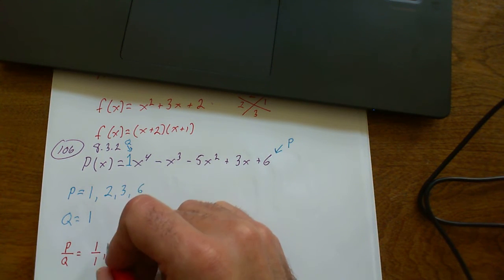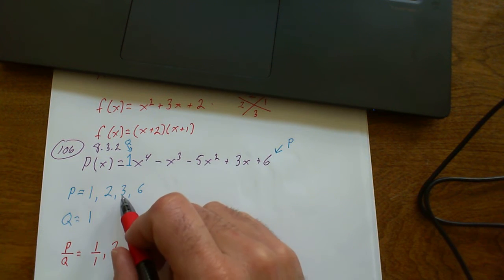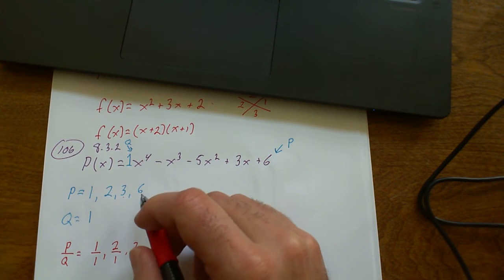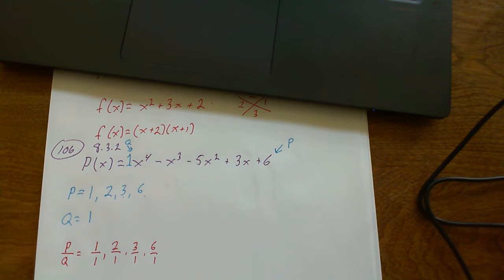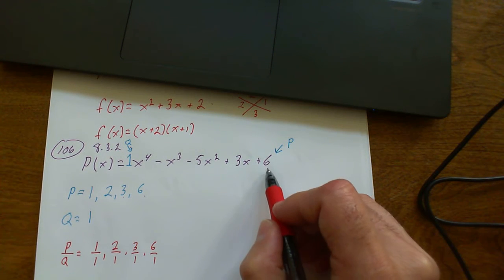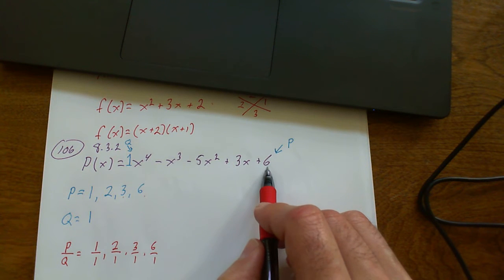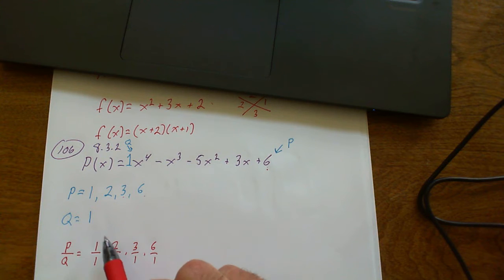This p divided by this q is 2 over 1. Now this divided by q is 3 over 1. And then this divided by this q is 6 over 1. Okay, so all we did so far was label this as p, label this as q, found the factors of p, which was of 6, 1, 2, 3, and 6, found the factors of q, which is just 1, and then we divided them. Okay, now let's simplify our division.